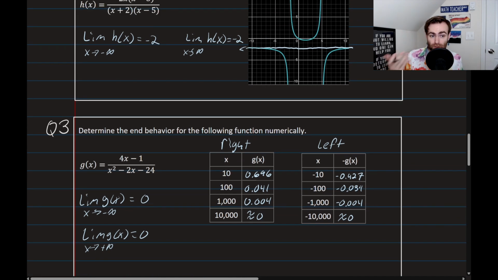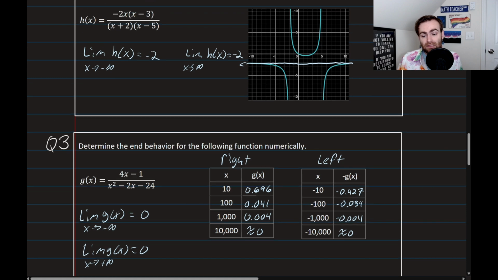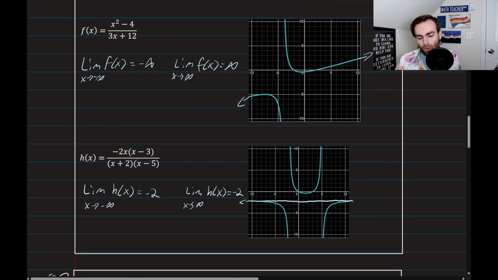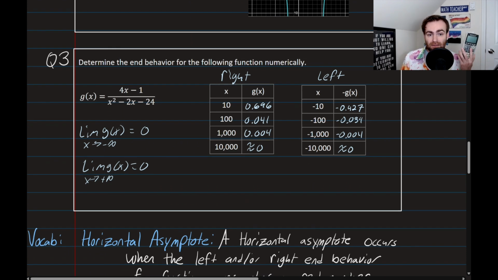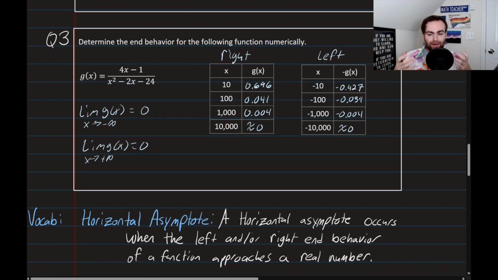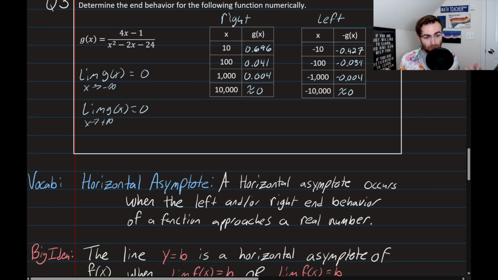Well, right now, our 2 strategies would be we can graph them and see what happens, or we can find it numerically using a calculator. So what does it mean when we have the left and right sides approaching a number instead of infinity? That's what we're going to define as a horizontal asymptote.